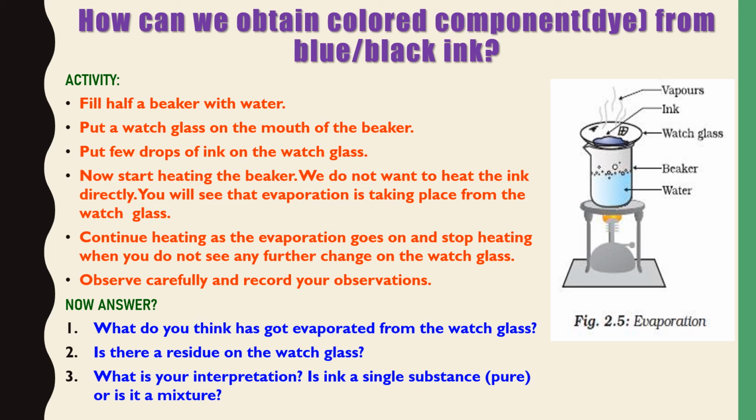You have to fill half a beaker with water. Then you have to put a watch glass on the mouth of the beaker. I hope all of you know what a watch glass is. After that, you have to put a few drops of ink, either blue or black, on the watch glass. After that, you have to start heating the beaker using the burner. We do not want to heat the ink directly. You will see that evaporation is taking place from the watch glass.